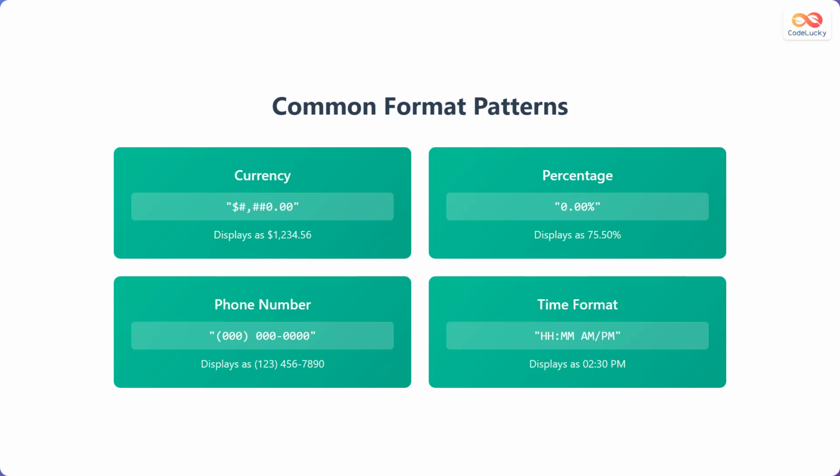75.50%. For a phone number, use the format code (000) 000-0000. This will display the number as, for example, (123) 456-7890. For time format, use the format code HH:MM AM/PM. This will display the time as, for example, 02:30 p.m.